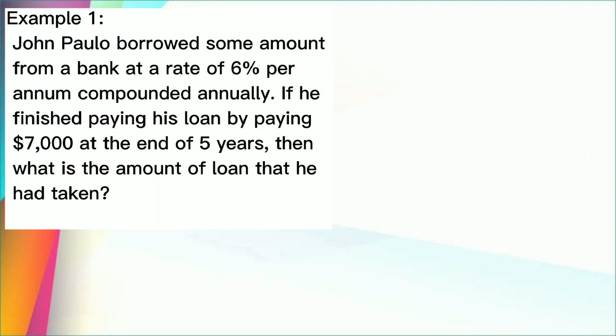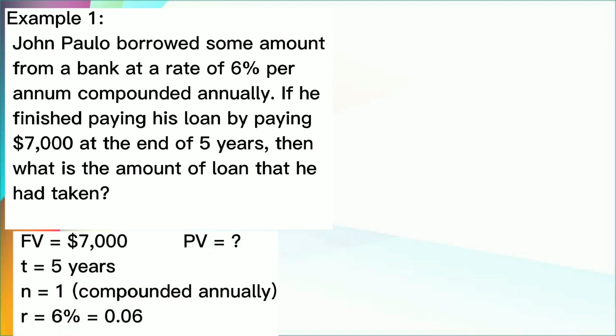So let's try to solve this example number 1. John Paulo borrowed some amount from a bank at a rate of 6% per annum, compounded annually. If he finished paying his loan by paying $7,000 at the end of 5 years, then what is the amount of loan that he had taken? Solution. As you can see, the future value is $7,000. The time is 5 years. N is equal to 1, as the amount is compounded annually, then the rate of interest is 0.06.